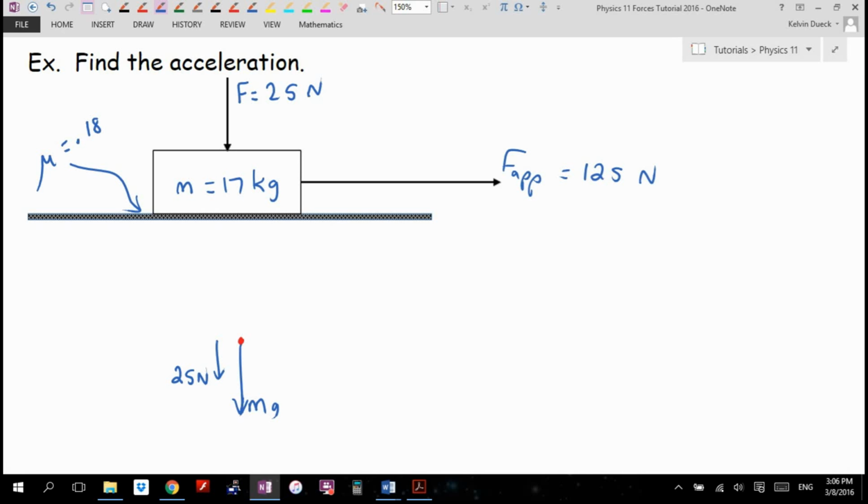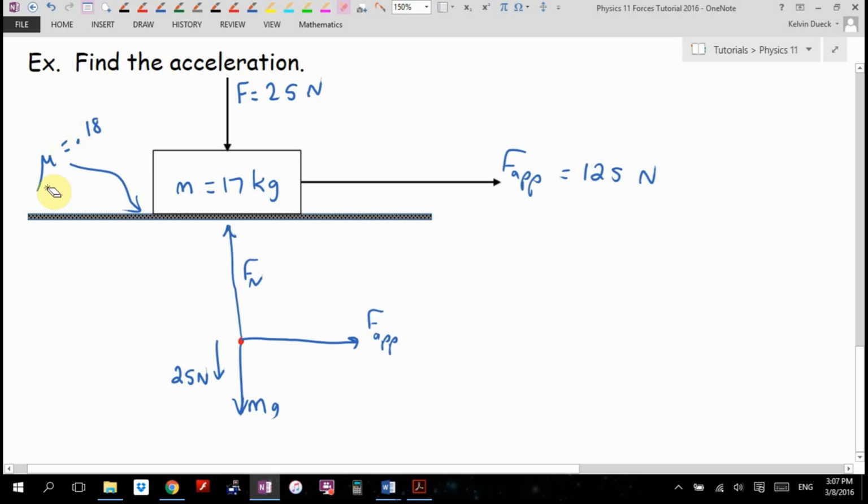What else? This is where we started using Newton's laws. Is it sinking into the ground like quicksand? Is it flying into it like Superman? So there has to be a force up, a normal force. In this case, is the normal force bigger, smaller, or the same size as mg? Why? What if that 25 had been pointing up? Then the normal force would be smaller. Okay? What else? There's an applied force. Boy, I hope this is going to accelerate. Is there friction?